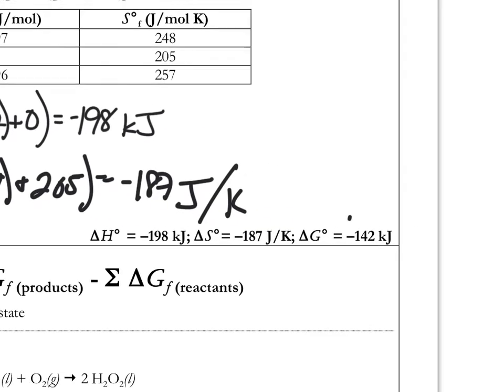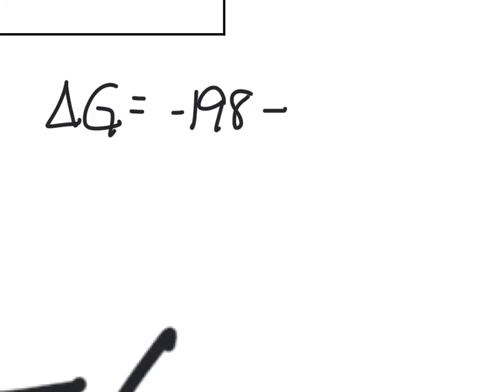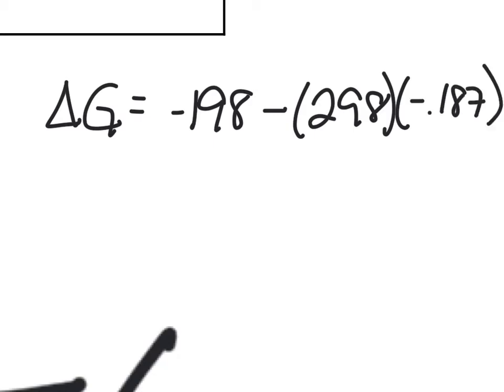So then we just need some space to finish out delta G. I didn't leave myself very much, but if I zoom way in, I've got all the space I need here. So delta G is what we're looking for. We know delta H is negative 198, minus T, which is 298, that's my temperature in Kelvin, times negative 0.187. So I changed that one to kilojoules. Both are in kilojoules.